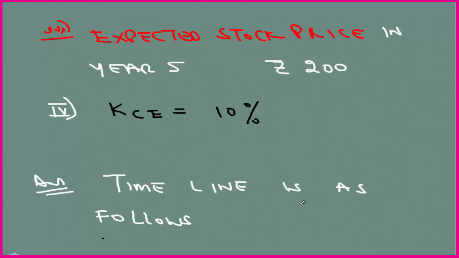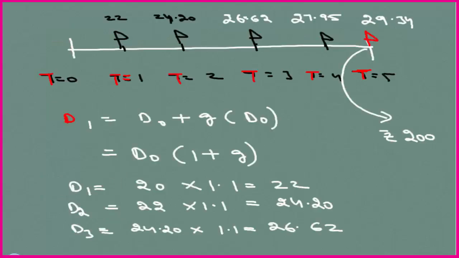So my tip to you will be, please always while doing practice, you should prepare a timeline, because when you prepare a timeline, the whole concept will be very much clear to you. So in this, I am getting 5 regular inflows as dividend, and I am getting a terminal cash inflow at the end of fifth year. It means at the end of fifth year, I am getting 2 cash inflows. One is dividend and second is sale price. So timeline is as follows. So this is a timeline.